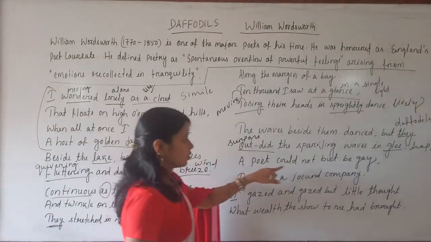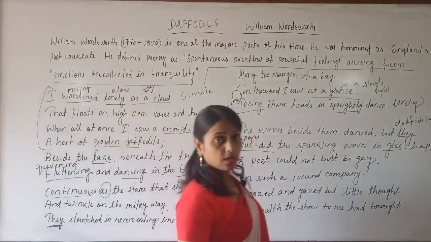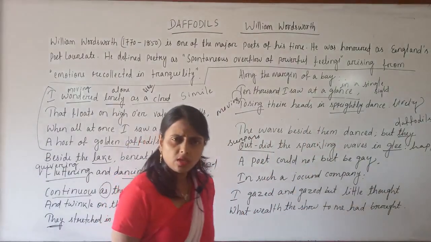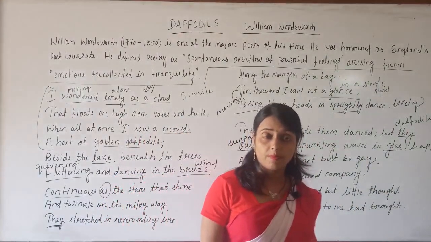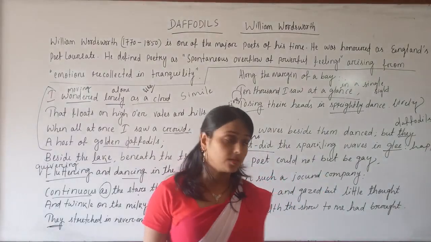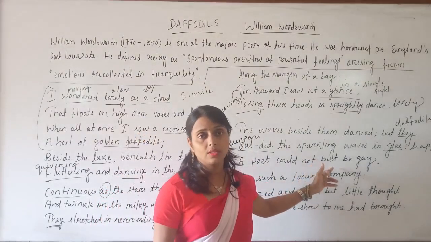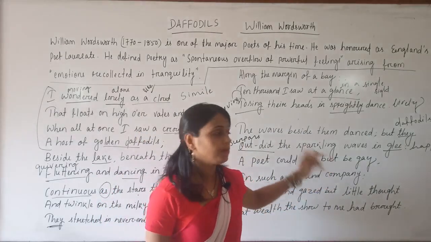A poet could not but be gay. What does it mean? Gay means you are happy. A poet could do nothing else because he was a poet. Apart from this, he was a nature poet. He belonged to the romantic age, and he has mentioned a poet can do only one thing: be extremely happy.